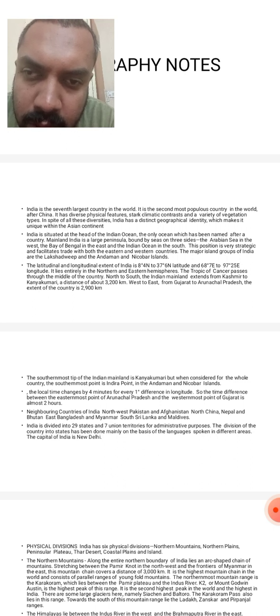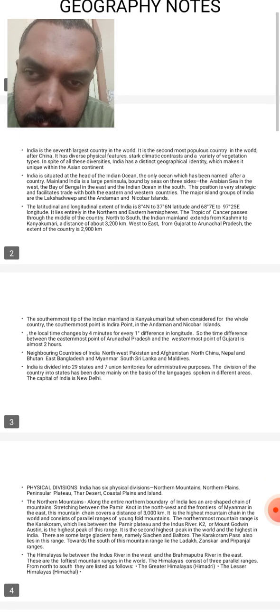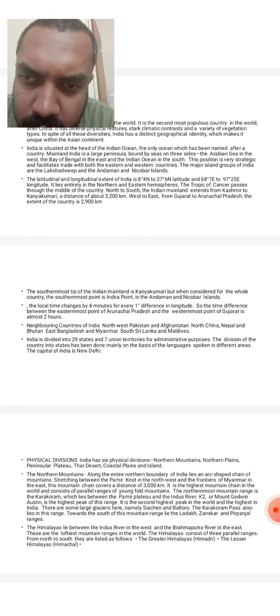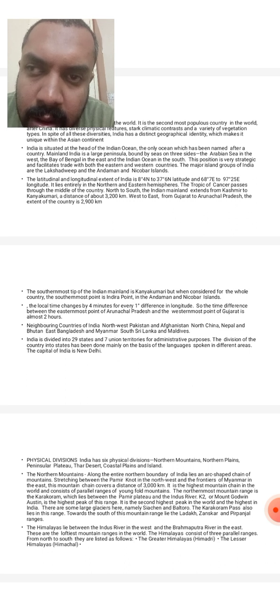North to south, the Indian mainland extends from Kashmir to Kanyakumari, and west to east a distance of about 3,200 km. The southernmost tip of the Indian mainland is Kanyakumari, and when considered for the whole country, the southernmost tip is Indira Point, which is in the Andaman Nicobar Islands.